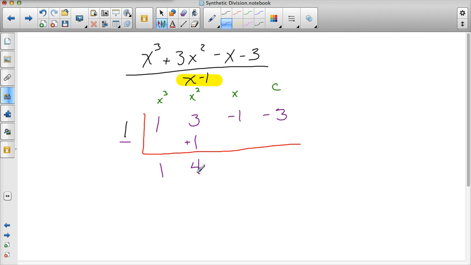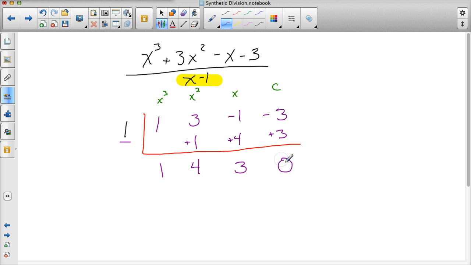We repeat the process. We multiply 4 times our divisor of 1, and we get 4. And we write it under the next coefficient. And then we add. Negative 1 plus 4 is 3. And we repeat again. 3 times our divisor, 1, is 3. And when we add, negative 3 plus 3 equals 0.